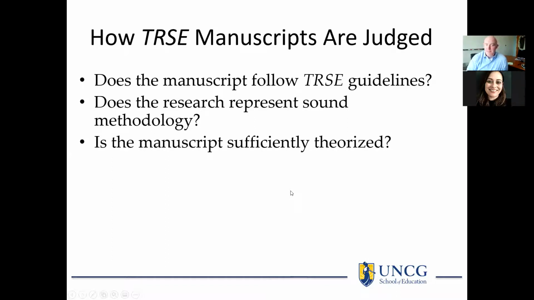Is the manuscript sufficiently theorized? Note that theory is in the name of the journal. We give you that room to work with the 10,000 words because we want not just to see the findings, but we want you to theorize those findings within a well-developed theoretical framework. And we'll come back to that here in a few minutes.